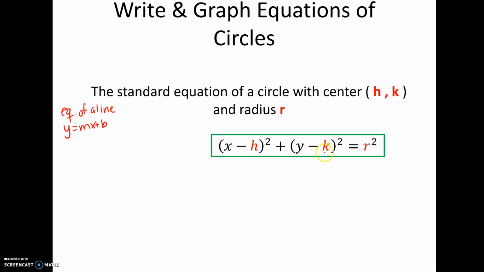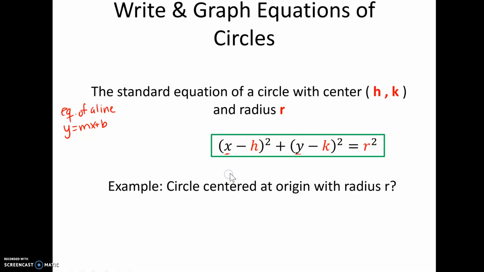You have your h and your k, that's your center, and then your r as your radius. This x and this y are going to be points that are on your circle, the ordered pairs that are on your circle, just like it is true for the equation of a line, right? This is your equation of a circle.